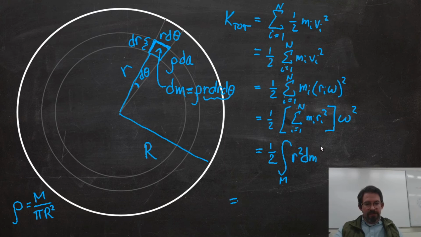So rewriting this dm in terms of r's that can be integrated here, we have 1/2 the integral that includes all the mass, and we'll figure out how to write that in a minute, of r squared, and then dm, we've got it right here. It's the density times r dr d theta.